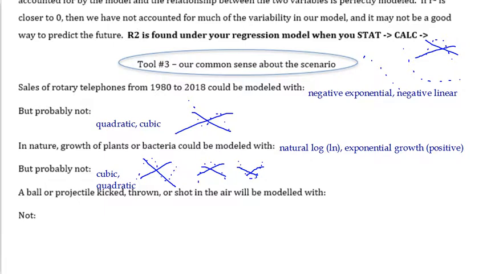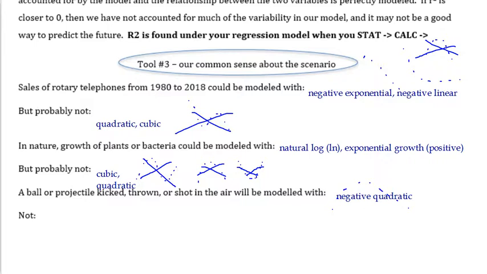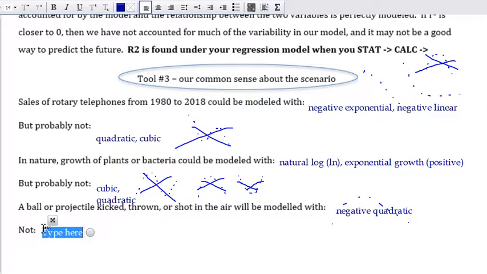Now, hopefully you've seen several of these in the past, but a ball or projectile, if it's kicked or thrown or shot in the air, you know what that looks like, right? It goes up and then it goes down again, okay? It's going to be modeled with a quadratic, and it's going to be a negative leading coefficient quadratic. And it's not going to be modeled with anything else, unless you're on a different planet with different types of gravity.